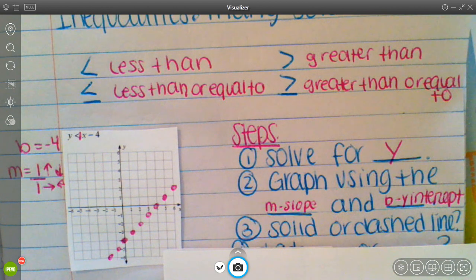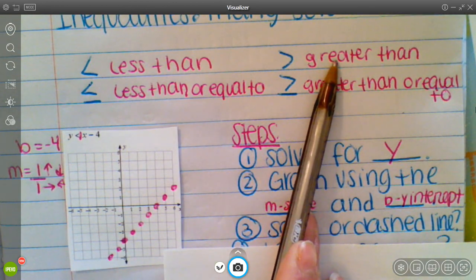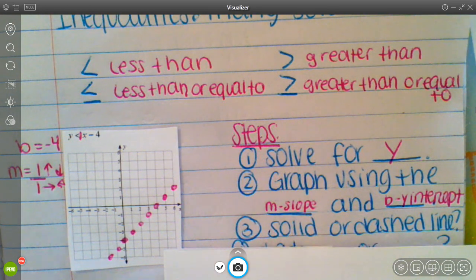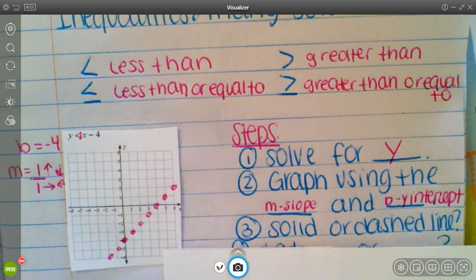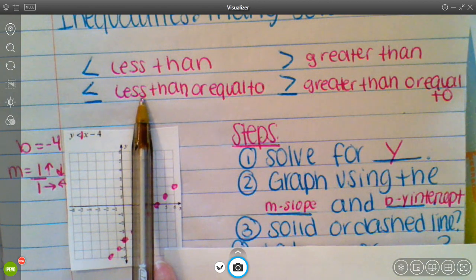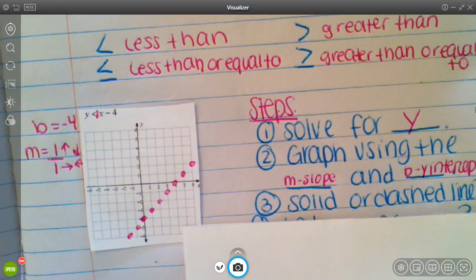So when I go back up here, what it means to be solid is that anything on that line is equal to it. Well, if I'm just less than or just greater than, am I on that line? No. So less than and greater than are going to be dotted because I can't fill it in. I can't make it a solid line because it's not equal to it there. And if it's less than or equal to, greater than or equal to, that's going to be solid. And we will jot that note down in a second.